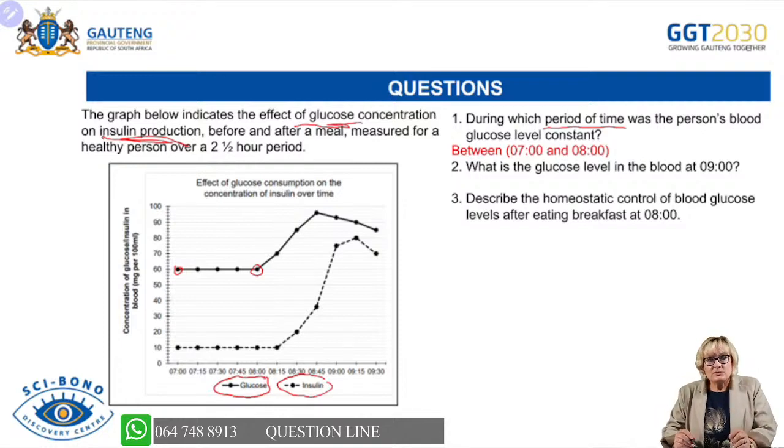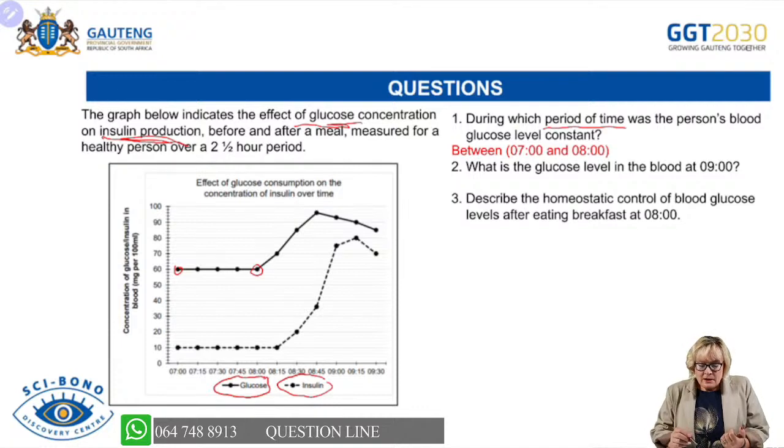Then if we look at question 2, what is the glucose level in the blood at 9 o'clock? Can you see this is a skill? You can't study for this. Remember when we looked at skills on Monday? So now you must be able to read off the graph. What is the glucose level in the blood at 9 o'clock? Please use a ruler in the exam. Don't just say, oh, it's more or less. No, take your ruler. And then 9 o'clock is down here. Where is 9 o'clock? Here is 9 o'clock.